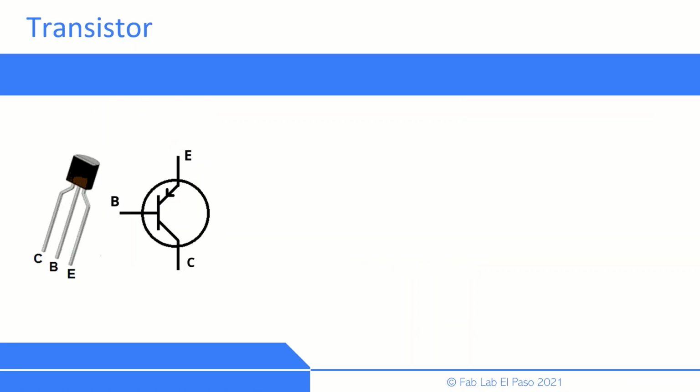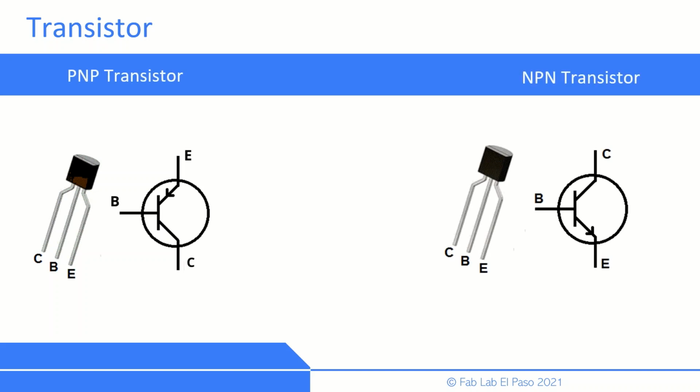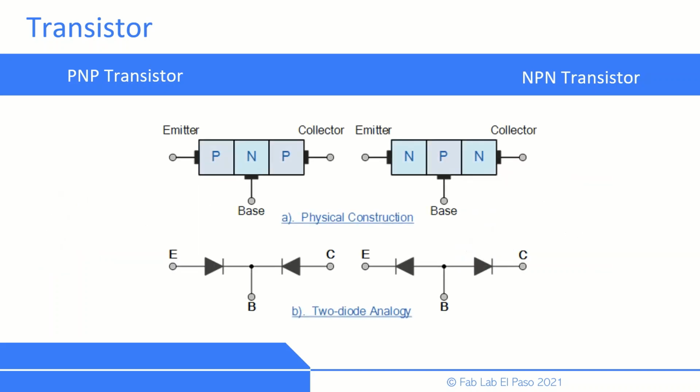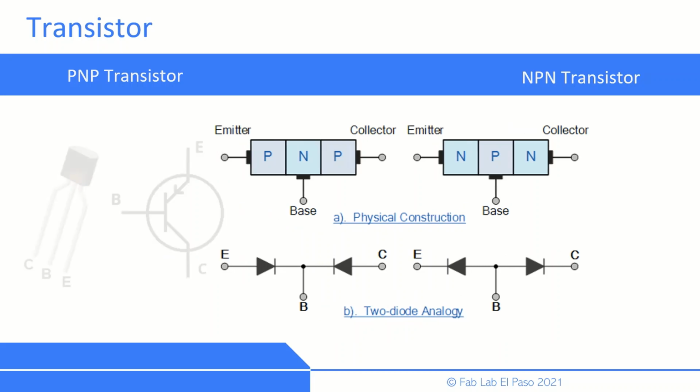Then we have the transistor. This is a component that revolutionized our society. Computers and most digital devices are made mostly of transistors, and its basic functionality is like this. We have two types, PNP and NPN. They are named that way because actually transistors are made of two diodes, connected like this. And we can connect them in two ways, positive, negative, positive, or negative, positive, negative.